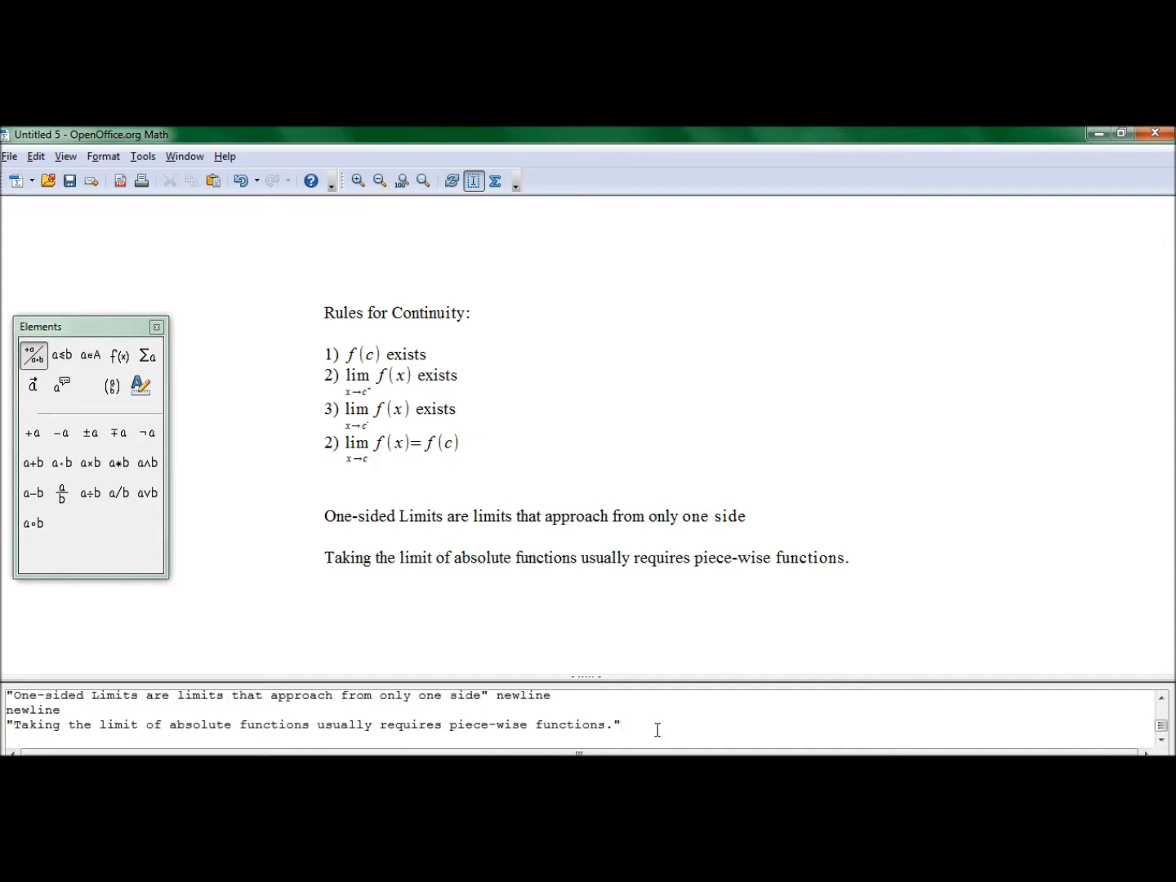And finally, even though this isn't an essential part of the lesson, you want to remember that taking the limit of absolute value functions usually requires changing an absolute value function to a piecewise defined function. In fact, I can't think of an instance off the top of my head in which you would keep an absolute value function the way it is.